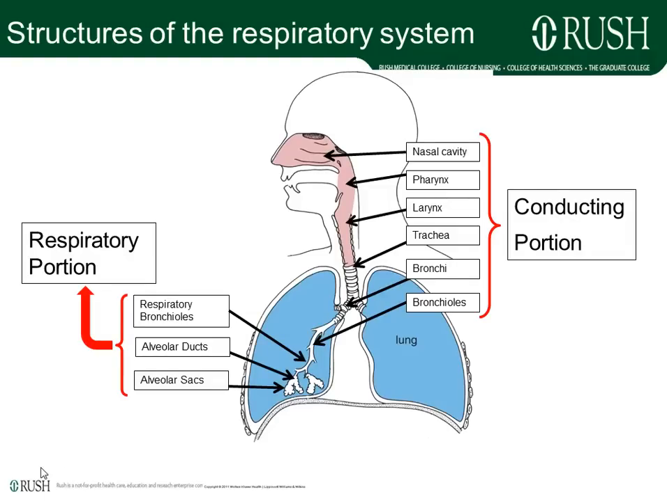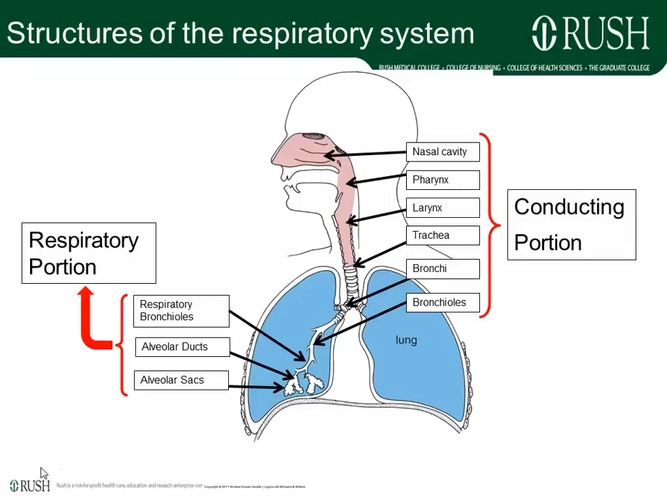So in the conducting portion, during inspiration, air is inspired via the nasal cavity, and then down to the nasopharynx, and then through the larynx, which is where phonation will occur, then into the trachea and the bronchi, and then into the larger or primary bronchioles, all the way through into smaller and smaller branches until you get to something called a terminal bronchiole.